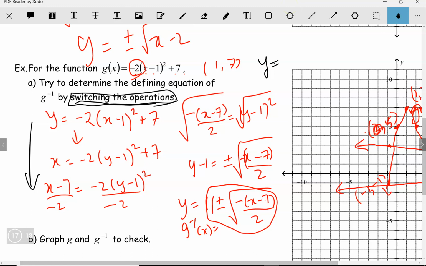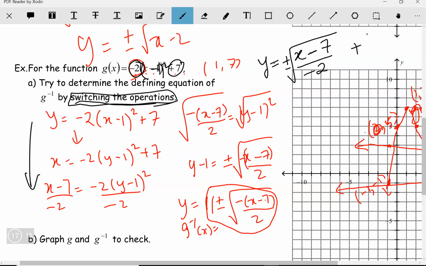So again, we're going to start with y equals x, which is what we start with. But again, we're going to switch all the operations. So first, we start with the +7. We're going to make this -7. Then we multiplied by -2. We're going to divide by -2. We took the squared. We're going to take the square root and throw a plus or minus. Then we subtracted 1, and now we add 1.